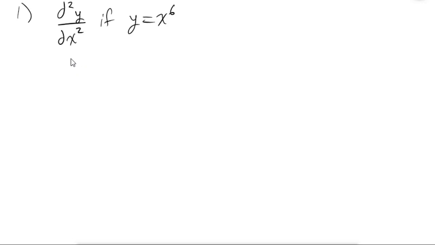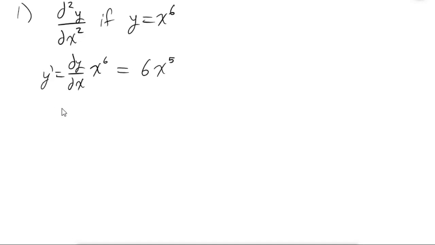So we need to do it in 2 steps. First of all, we need to find the first derivative, dy/dx. Well, dy/dx of x to the power of 6 is equal to 6 multiplied by x to the power of 5. There we go, that's our derivative. So y prime, or dy/dx, is equal to 6 times x to the power of 5.